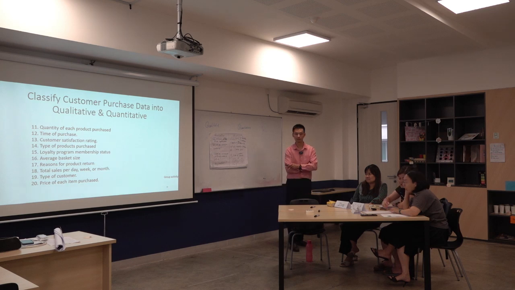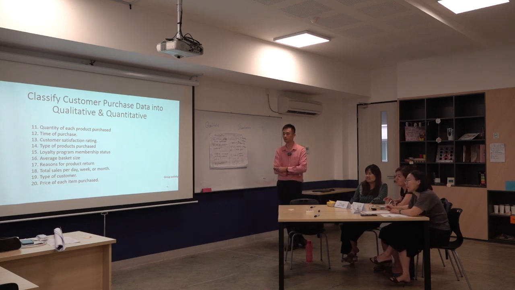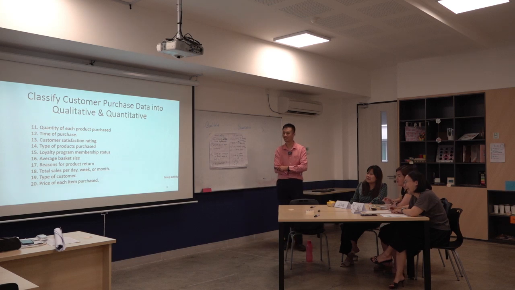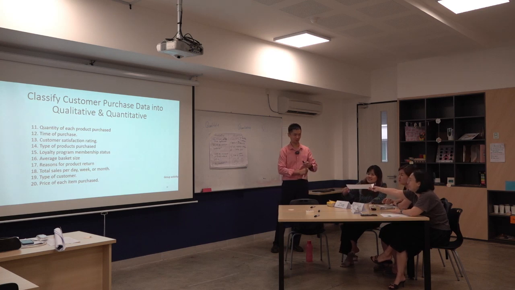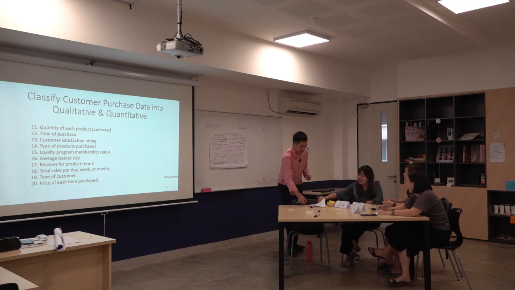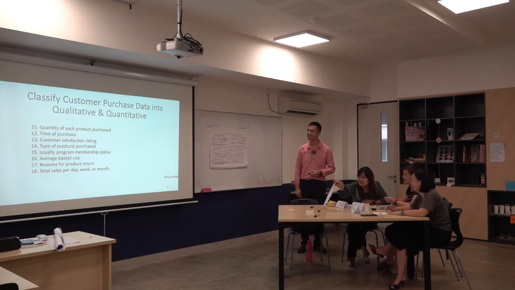Quantity. Number 6 is quantity. Reason, number 7, for product return. Quality. Total sale quantity. Type of customer, quality. Price of each item purchased. Oh, should be this one. Quantity, quantity. Okay, teacher, I'm done. We are done. Okay, to check or we're going to discuss. Oh, okay. Thank you.